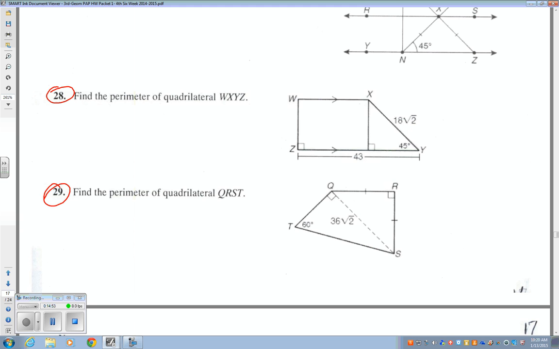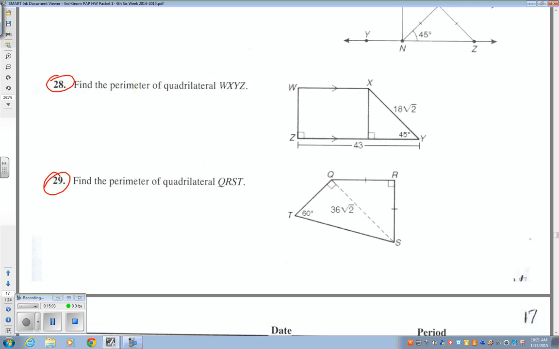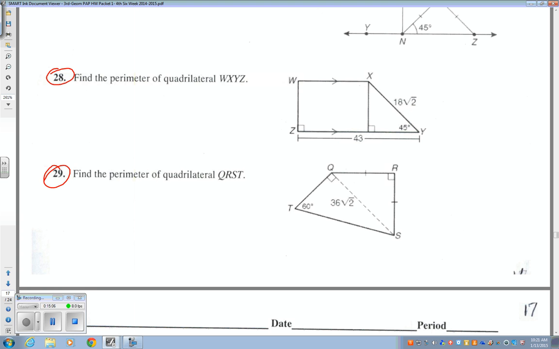You will have to be finding some perimeter. They want us to find the perimeter of the quadrilateral WXYZ on 28. Okay? Now, we have to figure out the missing side. So we need to find WX, we need to find YZ. Anything that's given that you can maybe use? Yep, this 45 degrees now tells me I have a right isosceles. They gave us the hypotenuse. It is 18 square root of 2.